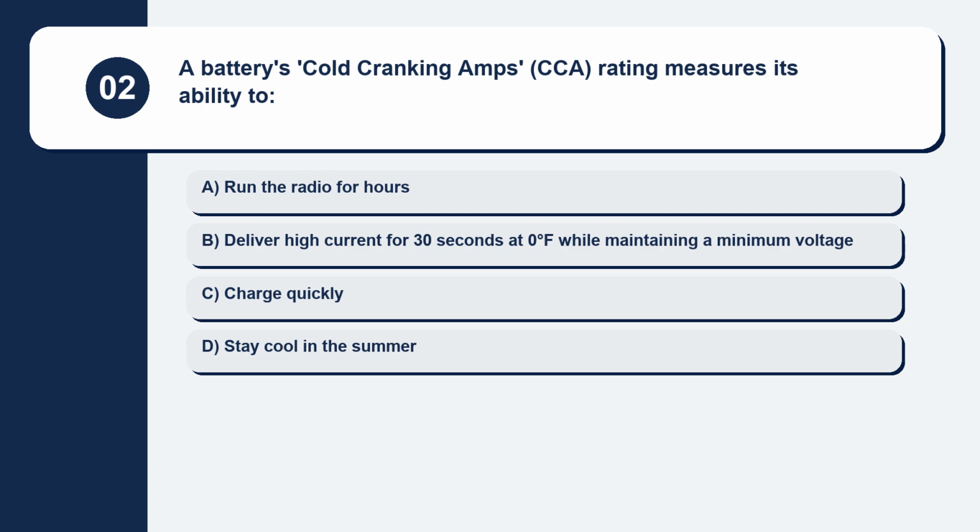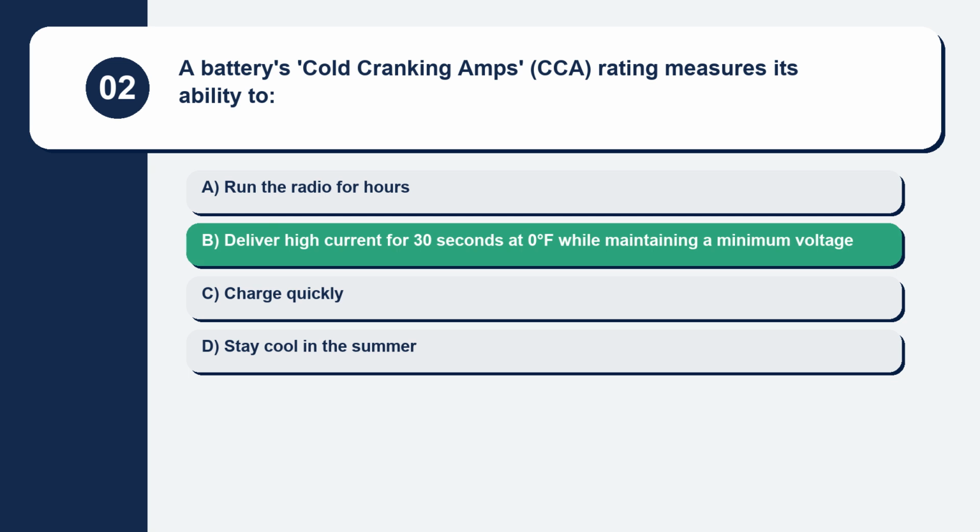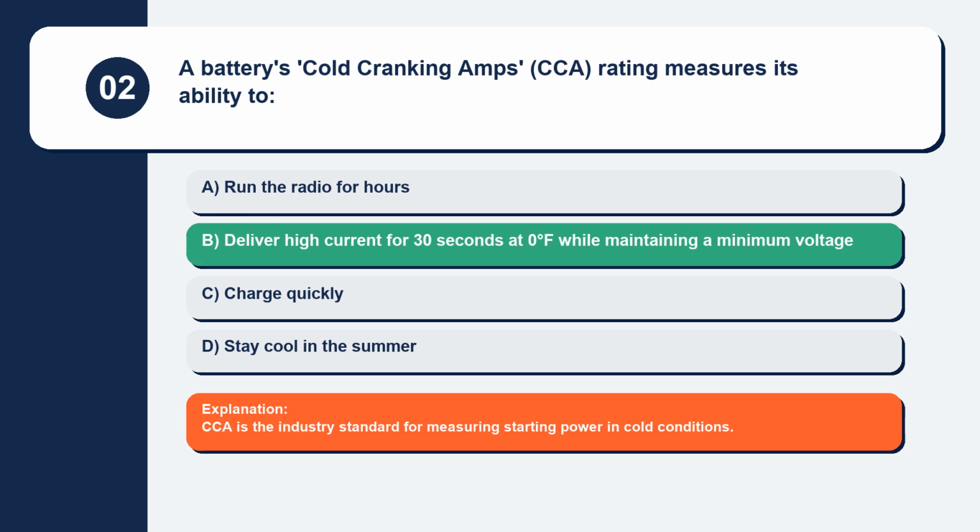Question 2. A battery's cold cranking amps, CCA, rating measures its ability to: run the radio for hours, deliver high current for 30 seconds at 0 degrees Fahrenheit while maintaining a minimum voltage, charge quickly, stay cool in the summer. CCA is the industry standard for measuring starting power in cold conditions.